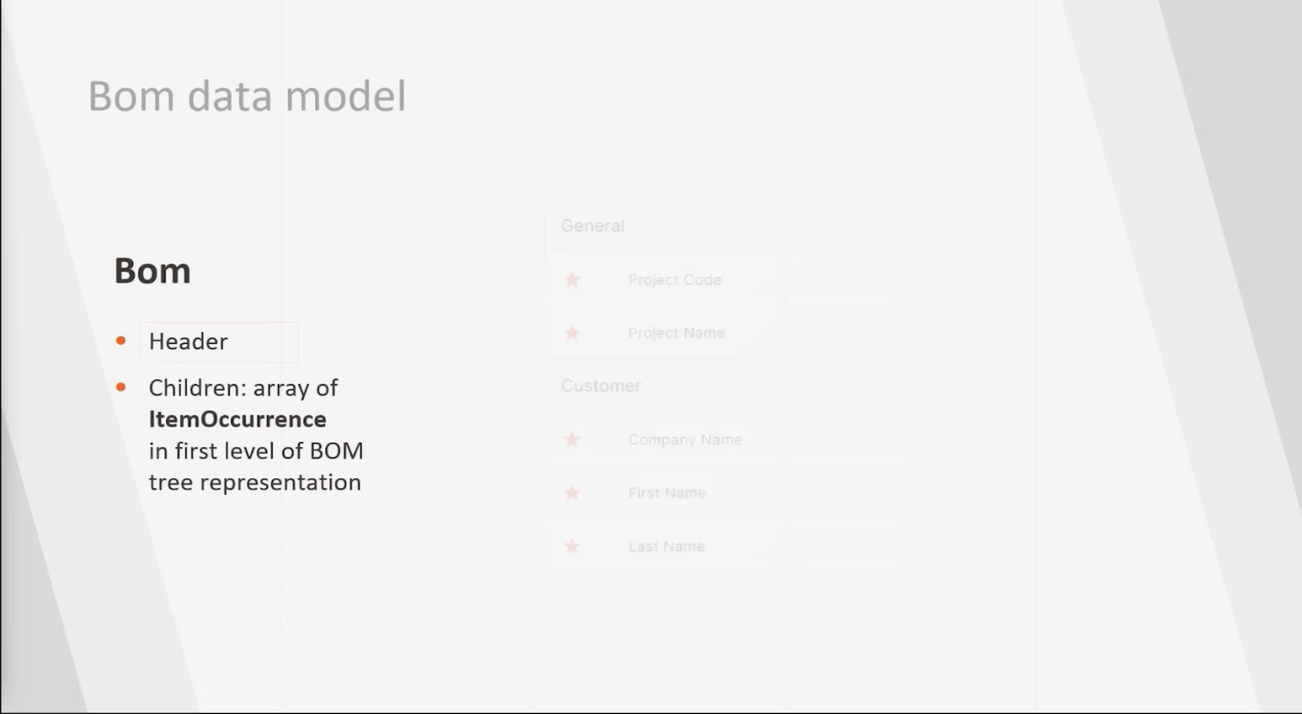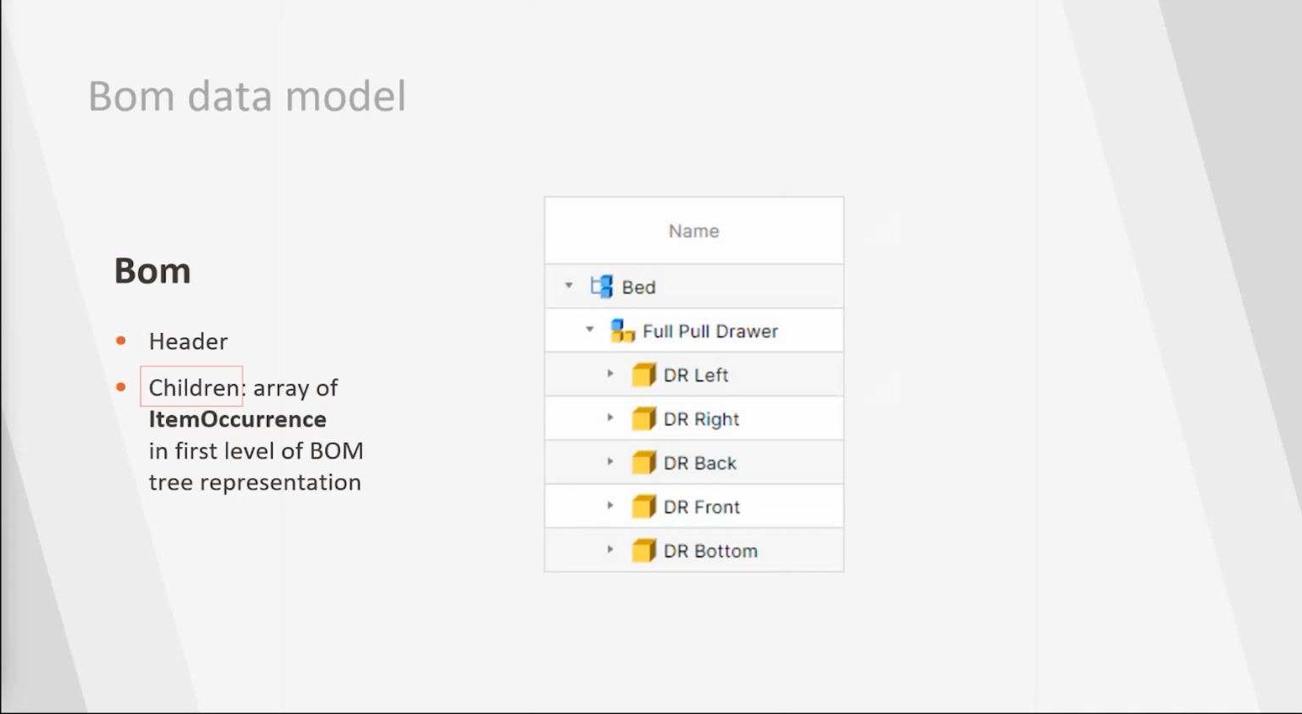and children. Header property contains some general data about BOM, like customer info, constructor info, and so on. And children property returns a collection of item occurrence objects, and basically it's the contents of our BOM report. Be aware that BOM children property returns only the first level of the BOM tree representation, and usually it will contain one item, and in our example it is the item representing the root node of the bed assembly.